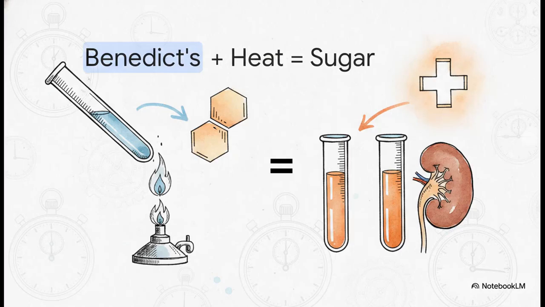And you know, this perfectly brings us to a massive WAEC shortcut. When you're sitting in that exam hall, every single second counts. You want to build these rapid-fire mental triggers. The second you read Benedict solution plus heat, your brain needs to automatically shout reducing sugar test. And if you see orange precipitate in urine, you instantly think diabetes. Recognizing these exact patterns is a total game changer for your timing.